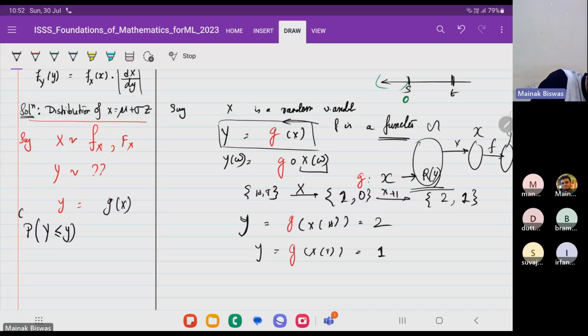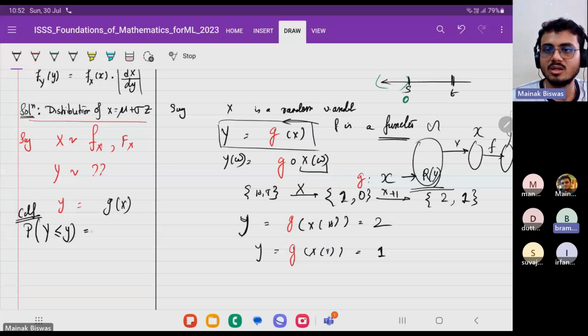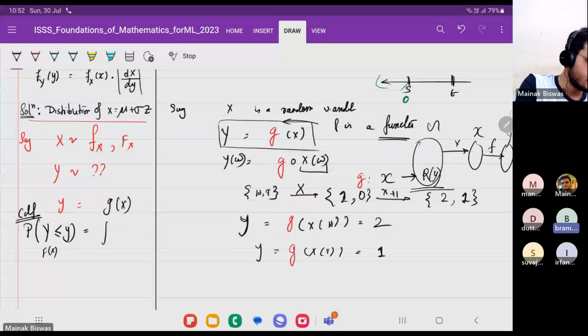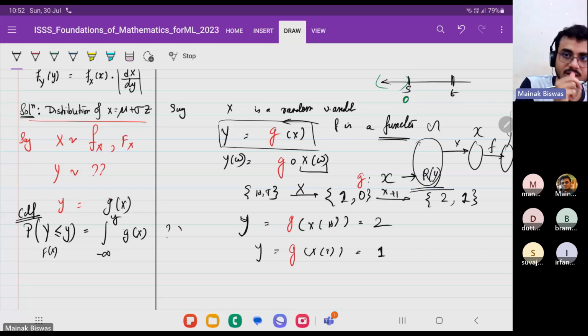So first step would be, I would write for the CDF, right? So capital Y less than small y. Do you remember that we did this question with y equal to f of x? Will this be minus infinity to y of g(x)? That does not make any sense, right?